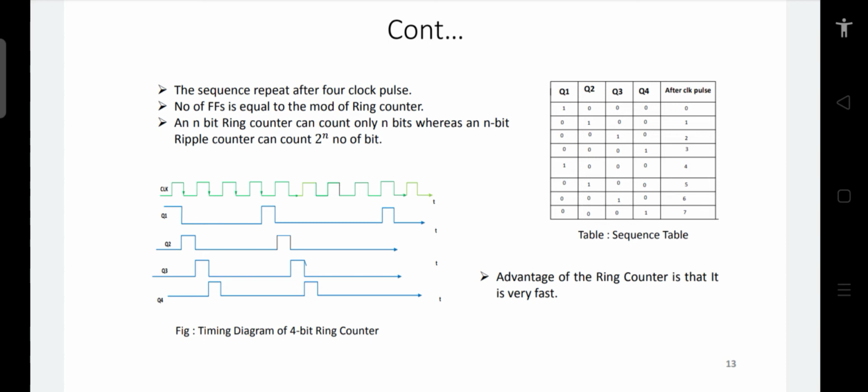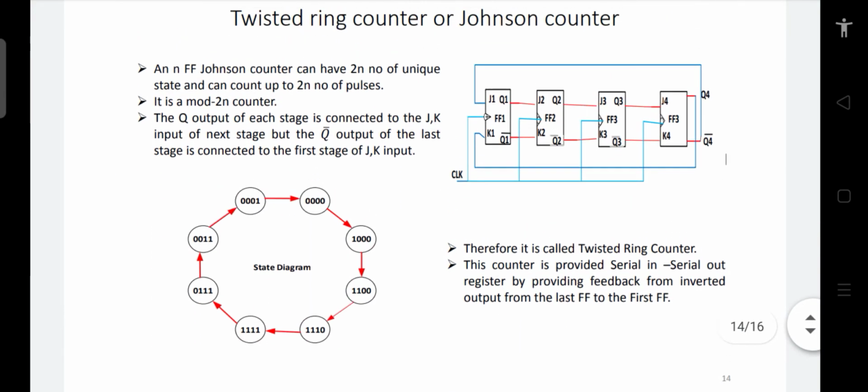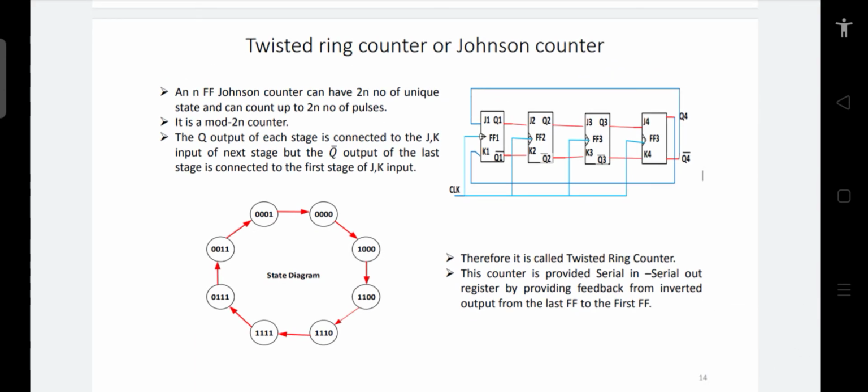because if they are asynchronous counters, we require decoders to decode the output, but here they can be directly decoded. Okay, now let's see the other counter, which is our twisted ring counter. So the twisted ring counter is more or less the same as the ring counter. The connections will be the same. The only thing is, in the previous case we connected the output of Q4 to the input of the first flip-flop. What we are doing here is connecting the output from Q4 bar to J1 and Q4 to K1.